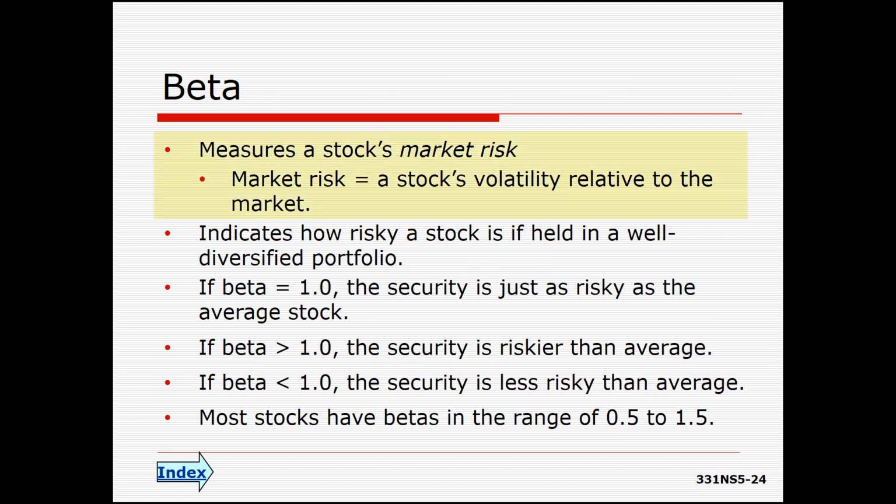Beta reflects the volatility of the stock's returns versus the volatility of the market. It indicates the contribution of an asset to a well-diversified portfolio. By definition, the beta of the market is 1. A beta greater than 1 implies the stock is riskier than the market. Less than 1, less risky. Most betas tend to be between 0.5 and 1.5.